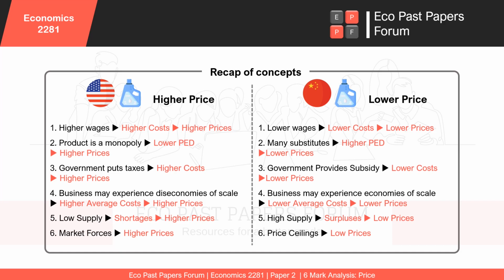In China, the government may have applied something known as a price ceiling, which is the maximum price a producer can charge, which is below the equilibrium price, and because of that, the prices are low.